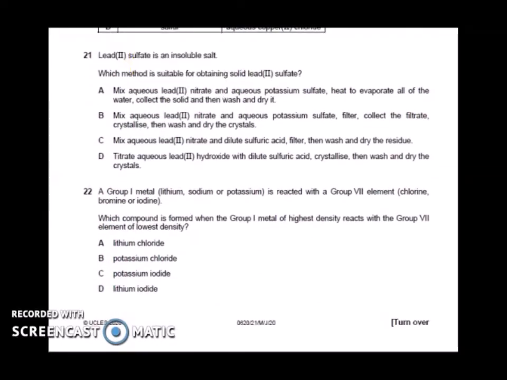Okay, for number 21, lead(II) sulfate is an insoluble salt. Which method is suitable to obtain the solid? Let us go through one by one here. A: mix lead(II) nitrate and potassium sulfate, heat to evaporate all the water, collect the solid, then wash and dry it. This is not the right method, because you will have both salts, salt X and salt Y, so it is not only water. So A is wrong.